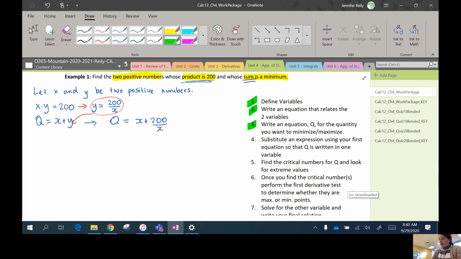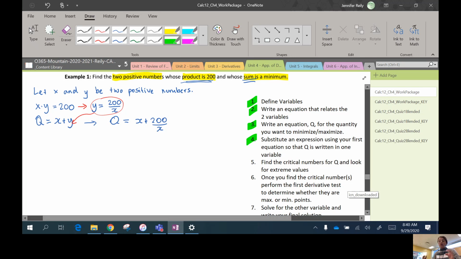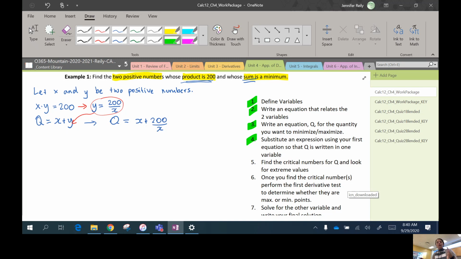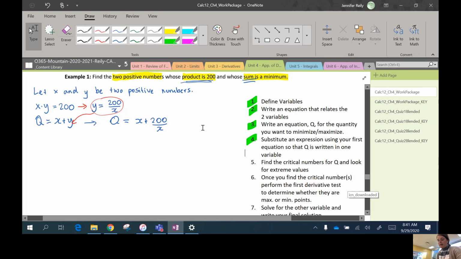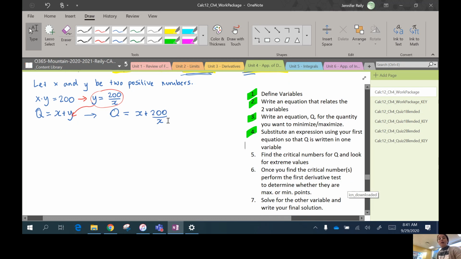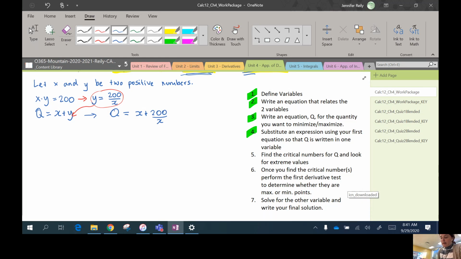Okay, so that's step 4, rewrite your quantity equation so you only have 1 variable. That way, when you take the derivative, we can take it with respect to X, and it's easier than dealing with both X and Y. So now our job is to find the minimum point for this function. And we know how to do that. We've got to find our critical numbers. For us, we don't really have any endpoints here, so we're just going to find the derivative.